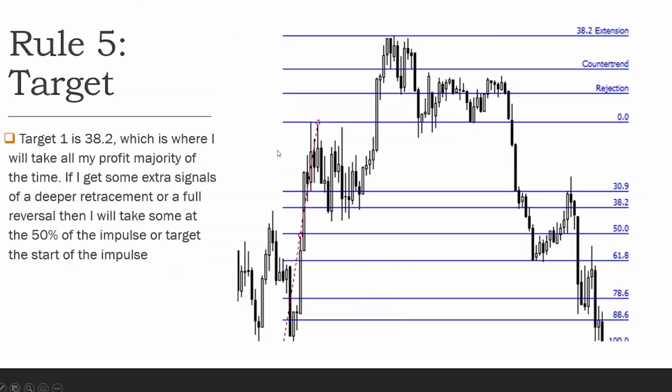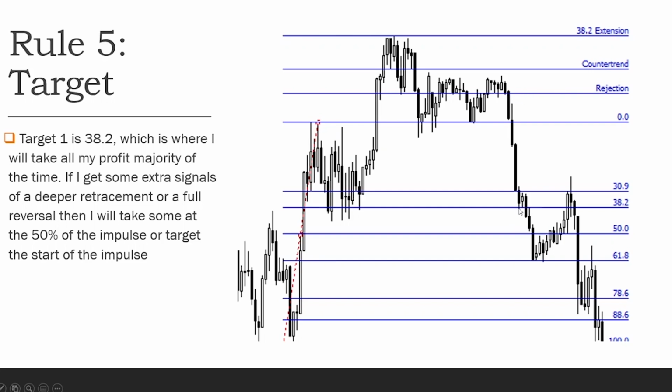Lastly, target. Where are you getting out? As I've touched on already, you're getting out at 38.2. If you just want to follow the rules properly, just get out at the 38.2 every time. But there's times where you can scale out a trade, as I will go through in some other videos, where you can actually scale out a position, and your entry is always a rejection.